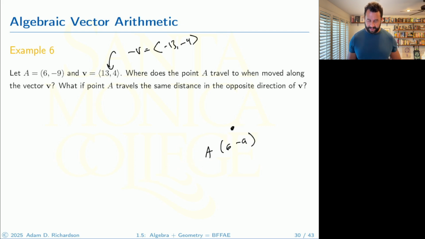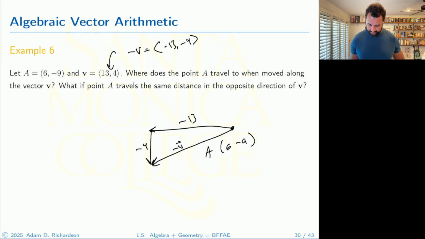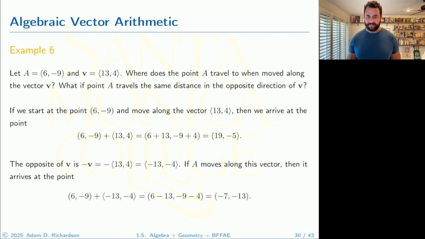Okay, so there's the point A. Now we're going to move along negative V. So we need to go -13 in this direction, and then -4 in this direction. And this is the vector negative V. Okay, so where are we going to go? 6 minus 13 is, oh my gosh, can't do it in my head. -7. Is that right? I think so. I might be wrong. I can't do math. -9 minus 4 is -13. There we go. There it is.